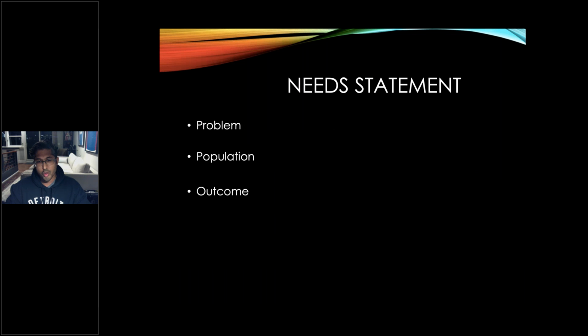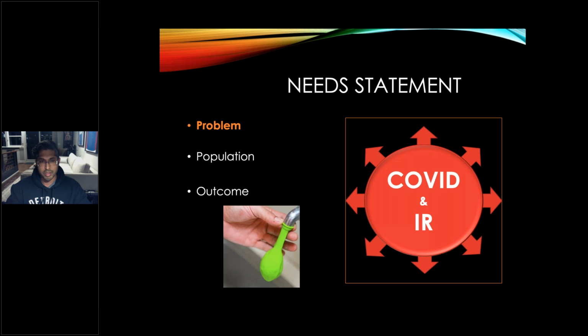So again, to go through the need statement, there's 3 aspects of it that were underlined in the previous slide. So you need to identify the problem, the population to address, as well as the outcome or the goal that you expect to see. So in this particular scenario, COVID and IR has sort of already been the problem that's been assigned for this year's theme. But within that broad theme, there's multiple areas that you guys can figure out specific problems to solve.